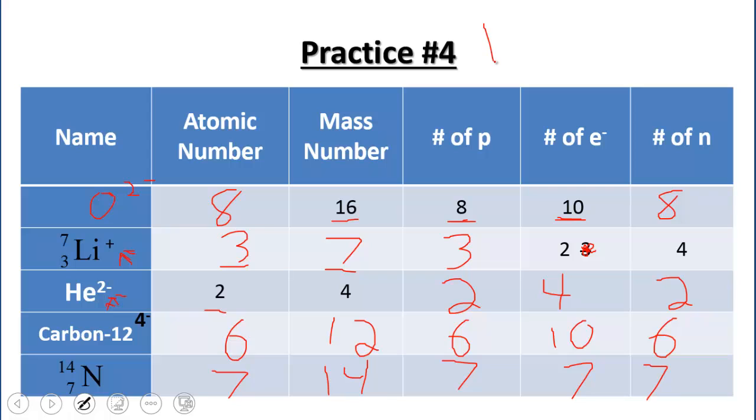What I would like you to do now is to work on worksheet 4-2.